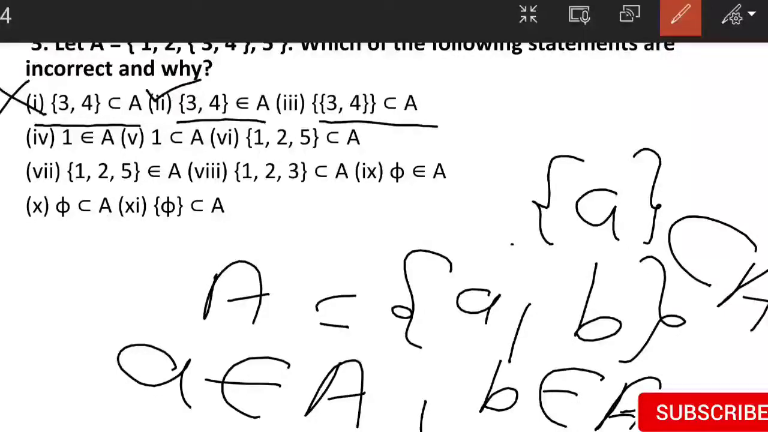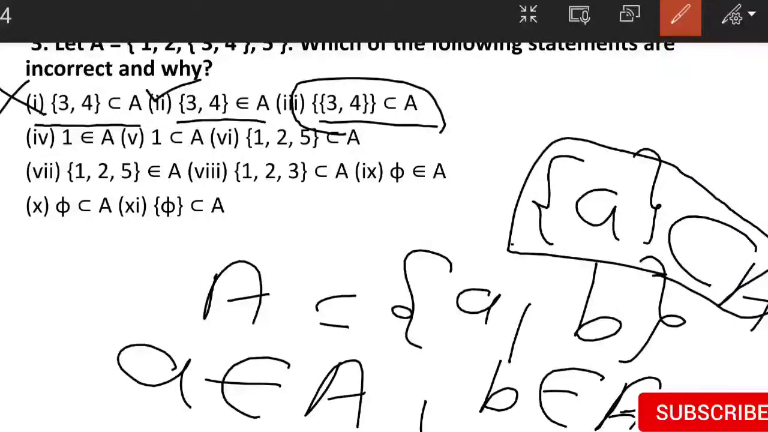Now the third is set of element. Just like this example, set of A. So in a singleton set, we are writing the element, and that is a subset of set A. So the set of an element of set A is a subset of set A. So this is the correct statement.